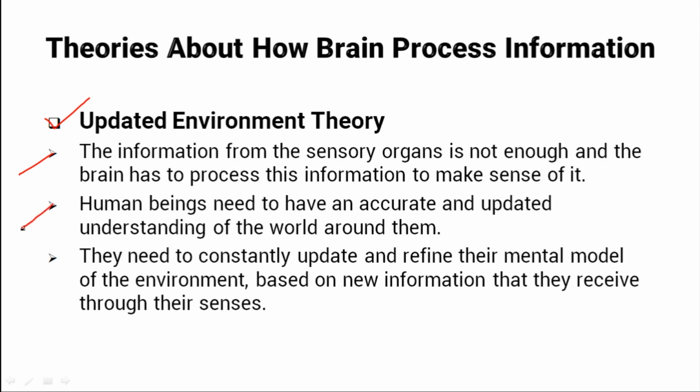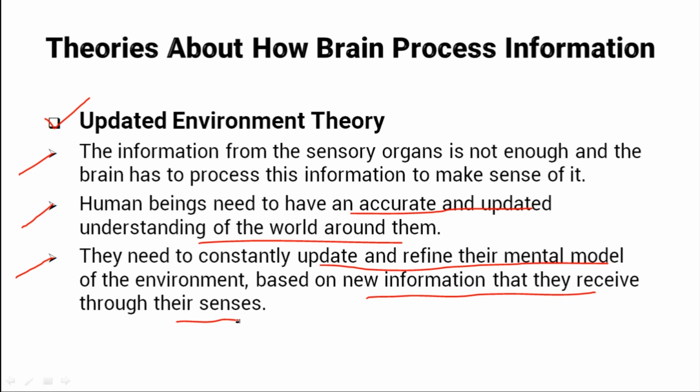So, as human beings, they need to have an accurate and updated understanding of the world around them. This means that they cannot rely only on the static information that is captured by their eyes. Instead, they need to constantly update and refine their mental model of the environment based on new information that they receive through their senses. This mental model helps them to make sense of the world and to plan and execute their actions in a more effective way. And this theory is called the updated environment theory.